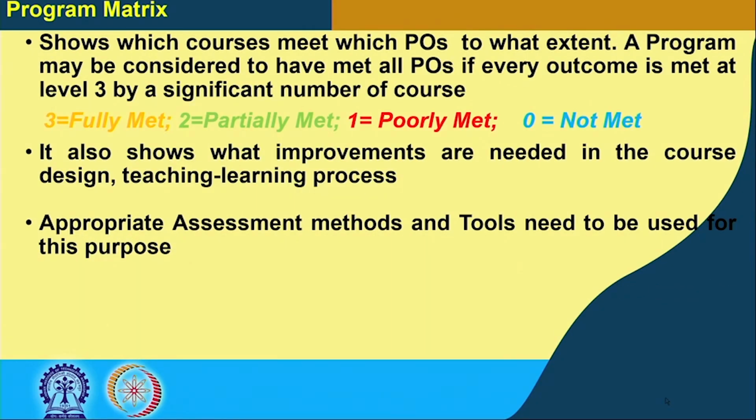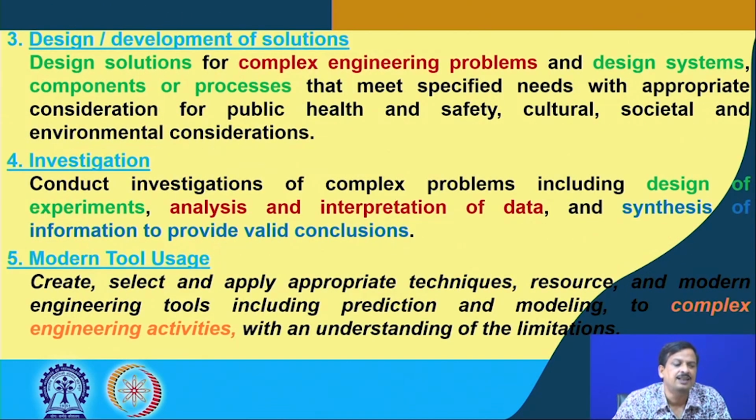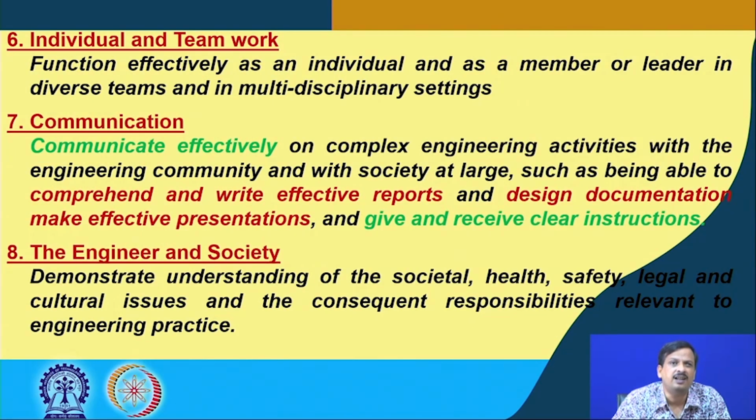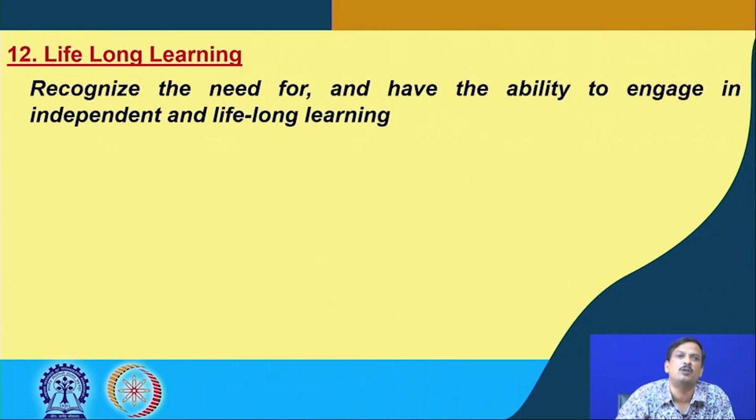So, what are the program outcomes? Problem solving ability, analysis ability, design ability, testing ability, modern tools usage ability, those are the domain dependent five. And domain independent: individual and teamwork, communication skill, engineering and society, ethics, environment and sustainability, project management and finance, and lifelong learning. So, those are the 12 POs I want to achieve.